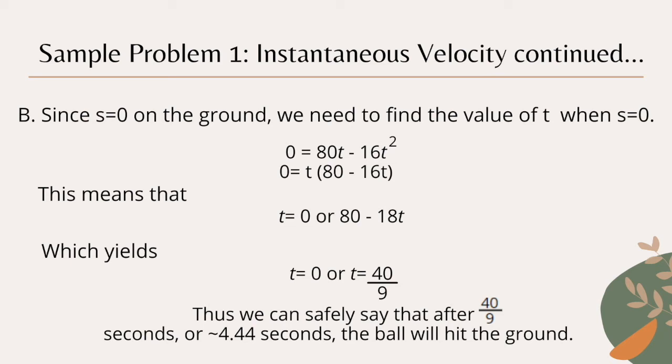Since s equals 0 on the ground, we need to find the value of t, or time, when s equals 0. So now we have 0 is equal to 80t minus 16t squared. For the next step, we'd have to focus on the right-hand side of the equation. Since t is a common factor between 80t and 16t squared, we can regroup the following. This will give us t is equal to 0, or 80 minus 18t.